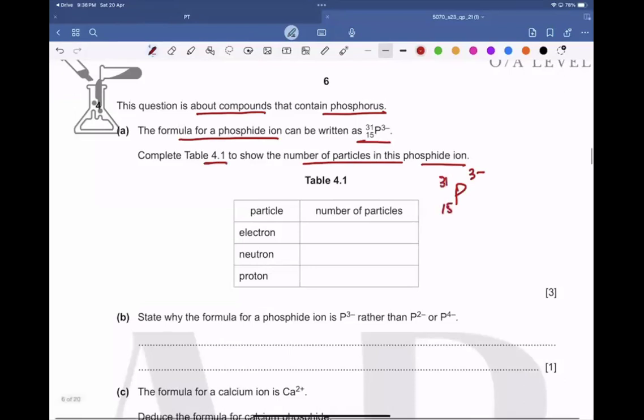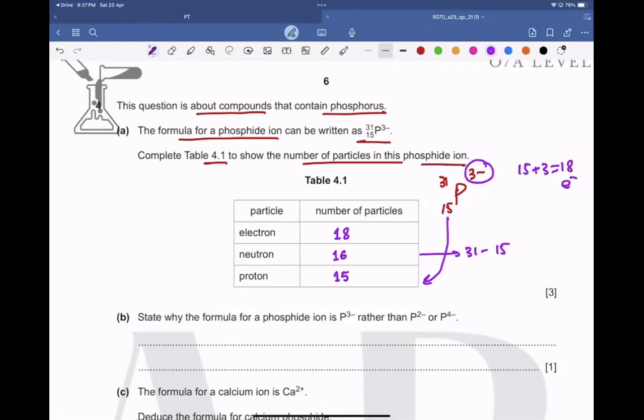So how many electrons does it have? 18 electrons, very good. 16 neutrons, very good. And how many protons does it have? There are 15 protons, 18 electrons, 16 neutrons. For neutrons, we have to subtract 31 minus 15. And as there is a 3 negative charge, 15 plus 3 is 18. That is the number of electrons. Is this clear to all of you?